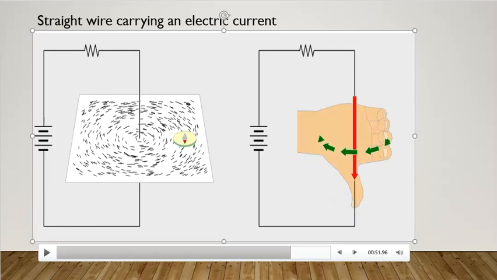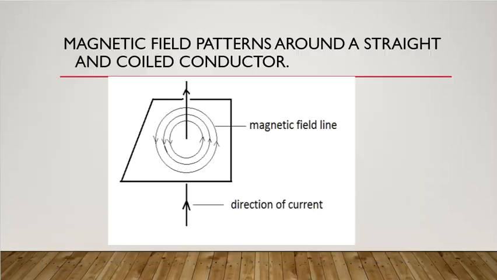We can now proceed to look at the magnetic field pattern around a conductor. We will start with a straight conductor, then we shall look at a loop and also a coil. Okay, so magnetic field patterns around a straight and a coiled conductor.